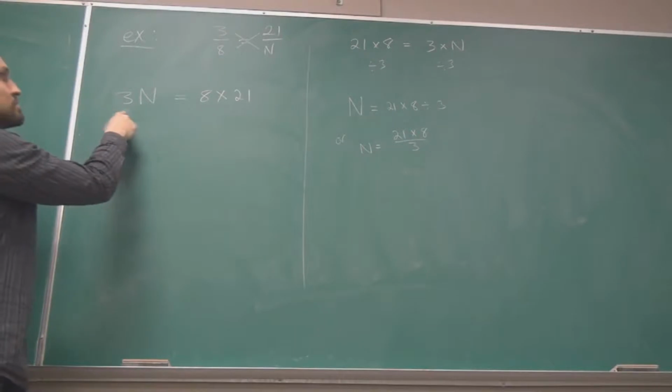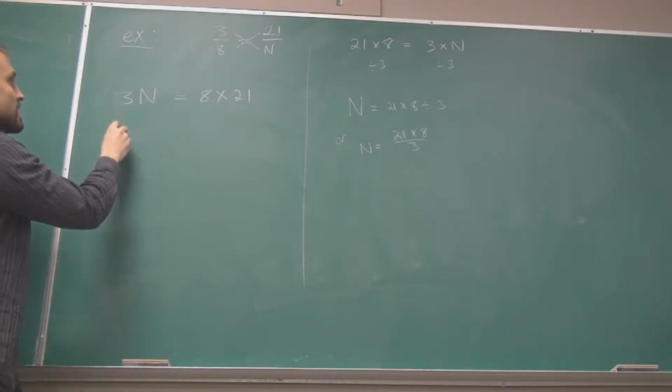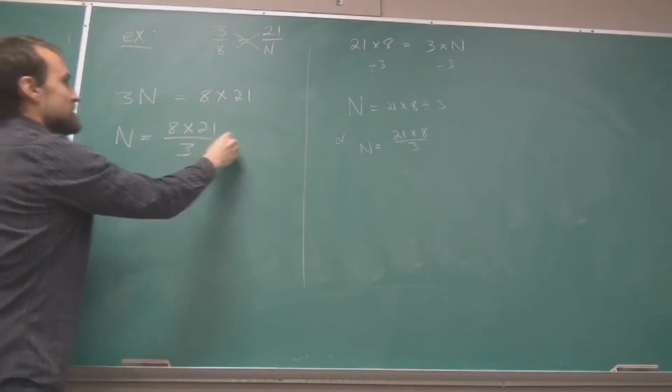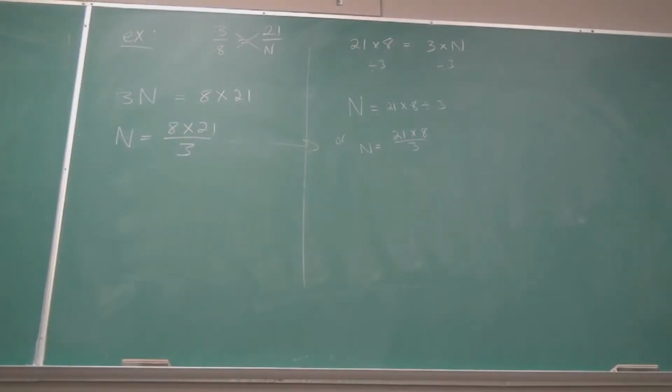And then the last step is just dividing by the number in front of the n to get n equals 8 times 21 over 3. Oh, I think that's the same. It always works as long as you have fraction equals fraction.